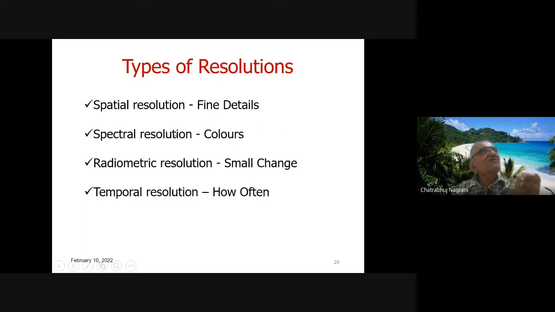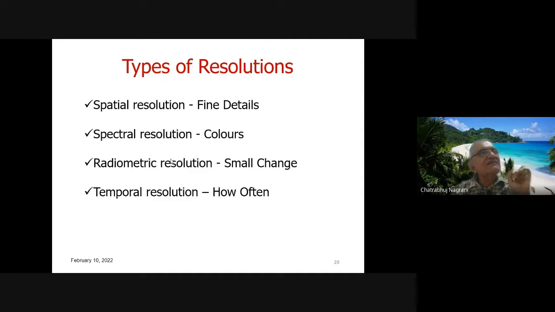And spectral resolution: how many colors am I looking at, a very narrow color, or are wide color bands okay for me. That is called spectral resolution. Then radiometric: how small a change can I see. My signal may be, say, 1 volt, but I want to see a 1 millivolt or 1 microvolt change on that 1 volt signal.